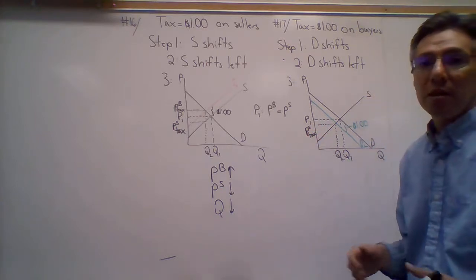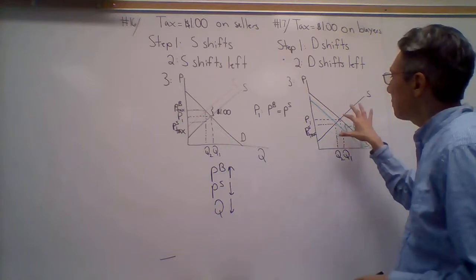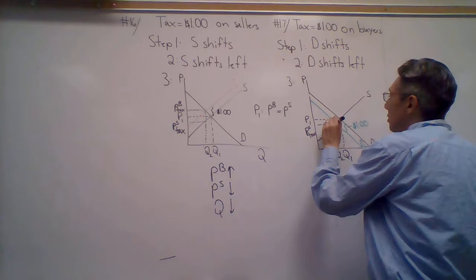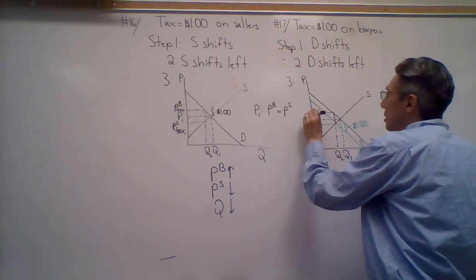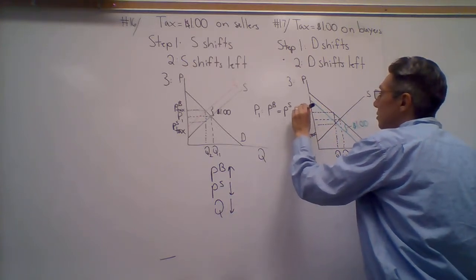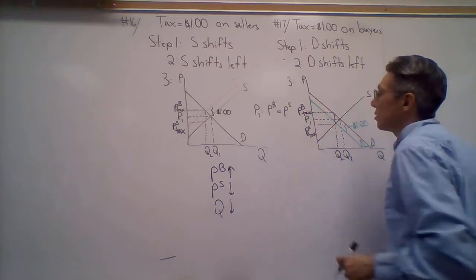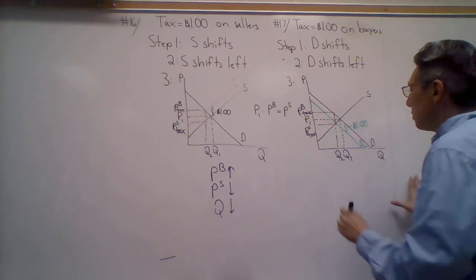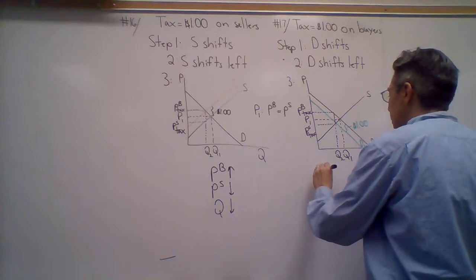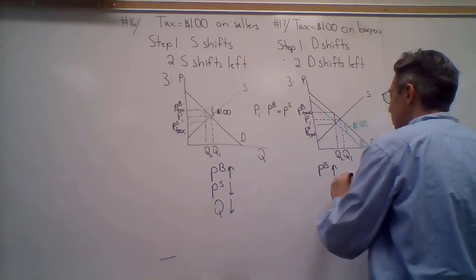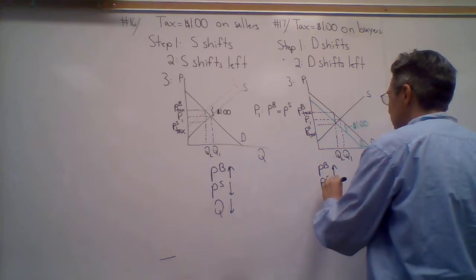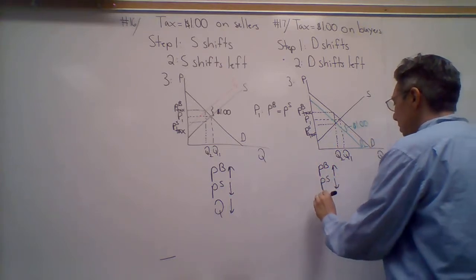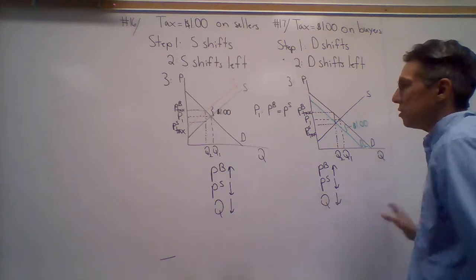And then finally, what can we say is the price buyers pay? We just use the quantity and again go back up to the demand curve. All right. And so what do we notice in terms of what the effect is? Well, the price buyers pay goes up. Price sellers receive goes down. And we also see that the quantity decreases.